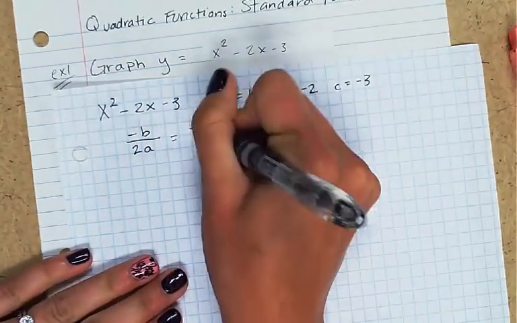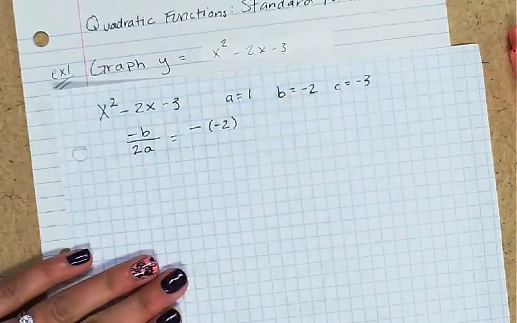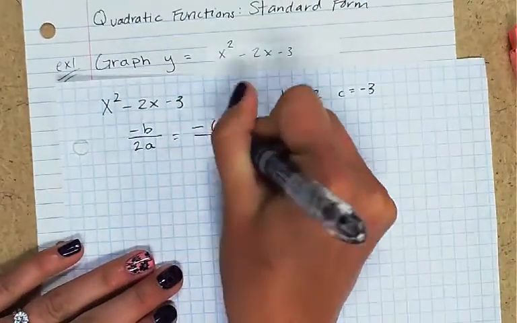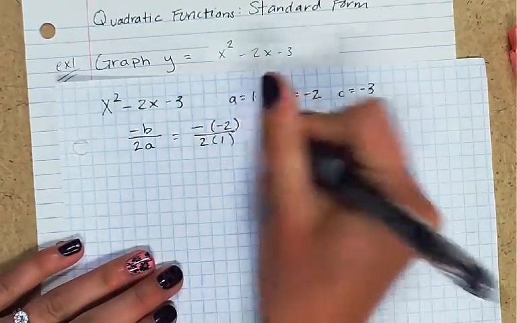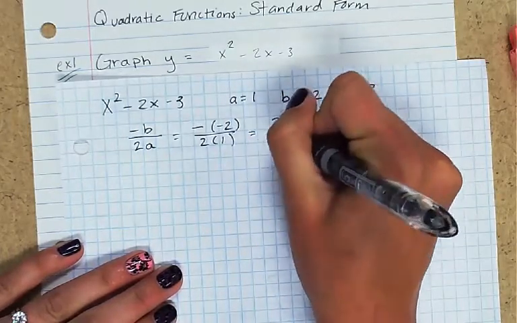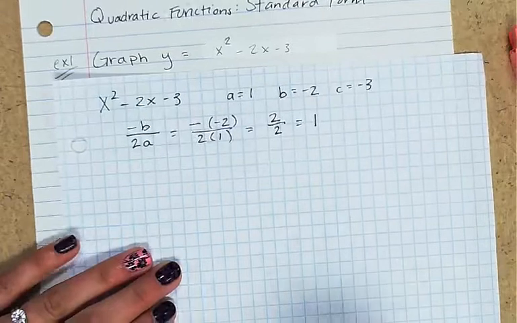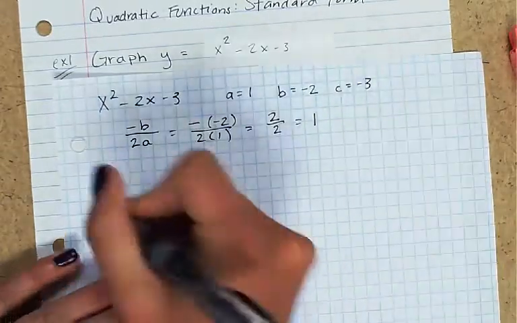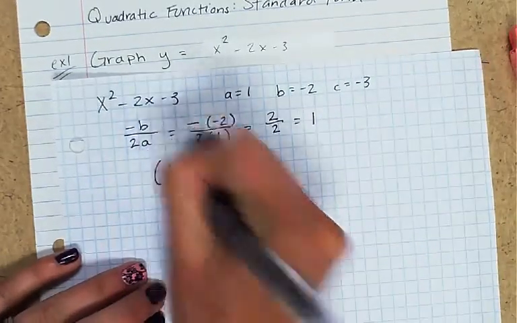So negative 2, because b is negative as well, over 2 times a, which is 1. So negative negative 2 is positive 2. 2 times 1 is 2. So that gives us 1. So again, the x-coordinate of our vertex is 1.